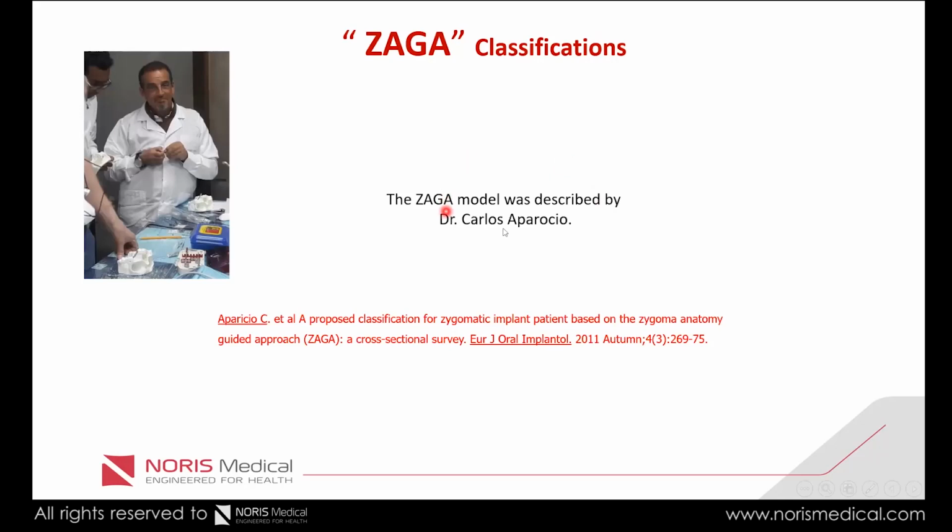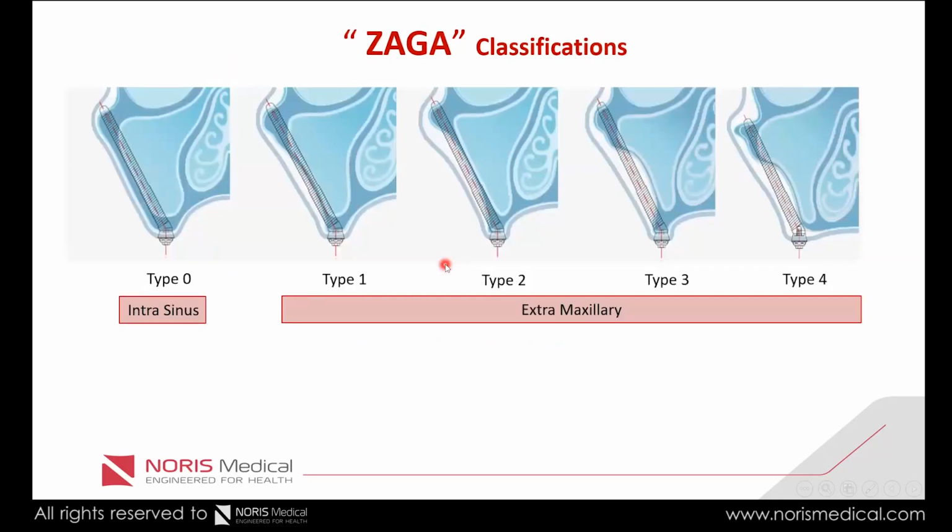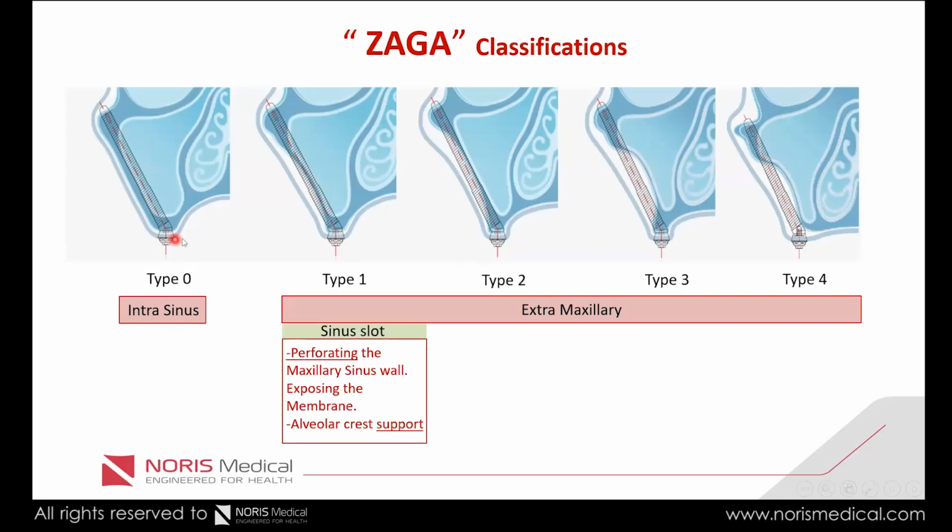The Zaga classifications were described by Dr. Carlos Aparicio, and the description is as follows. Type 0 is when the zygoma implant basically passes from the palate through the sinus towards the zygoma bone. Type 1 is called sinus slot, where the implant is actually on the ridge, perforating the maxillary sinus wall, exposing the membrane and anchored in the zygoma bone.